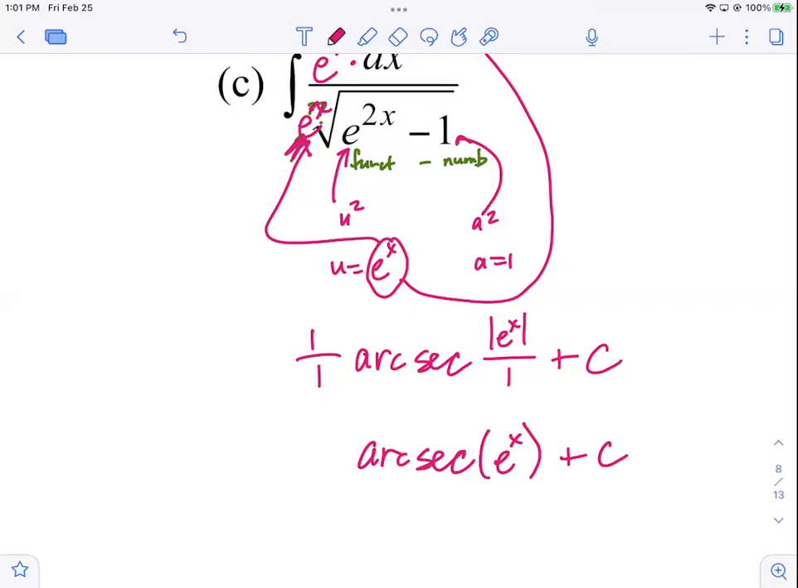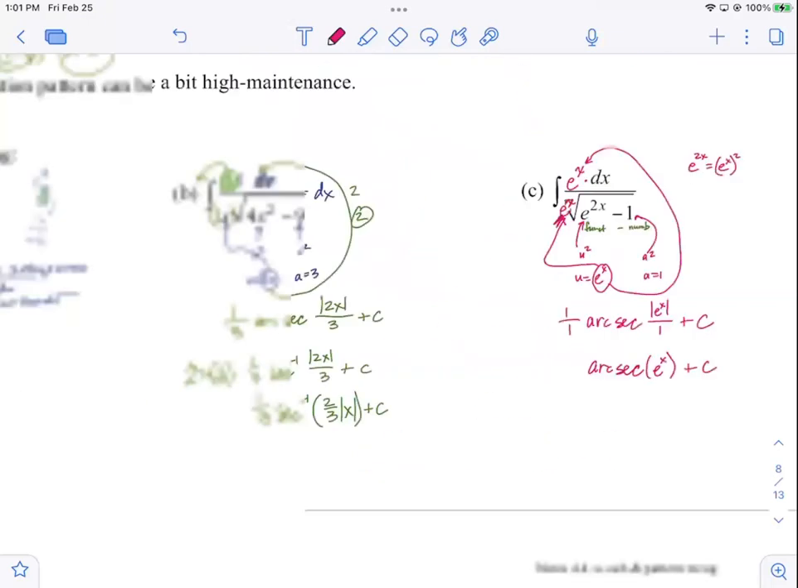All right, will you see arc secant on the AP exam? I don't know. If you do, you're ready for him. He's a little high maintenance. We got to check 2 things.